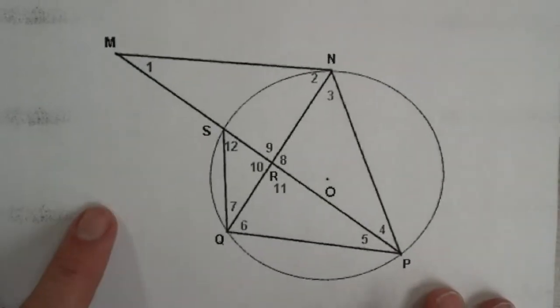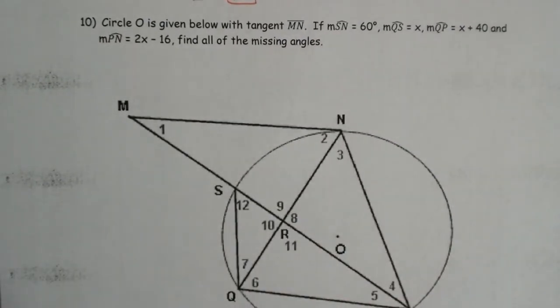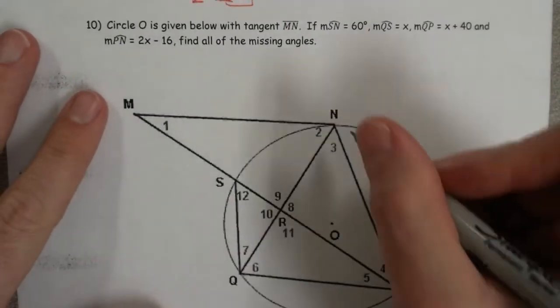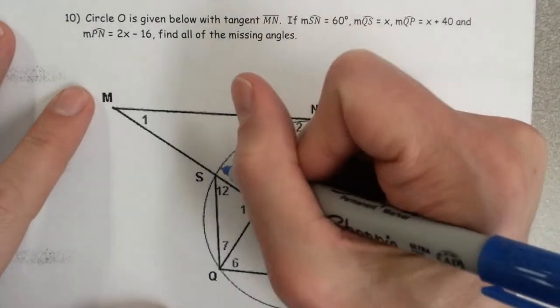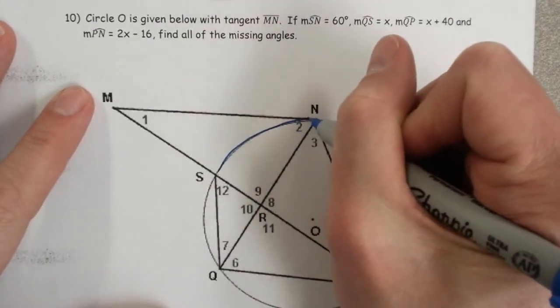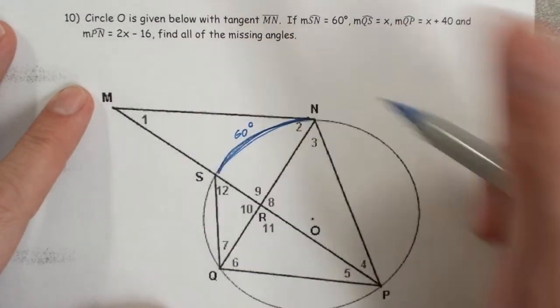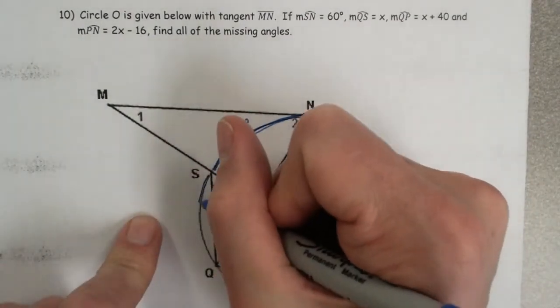All right, on question 10, this is a big one here. So we have a lot of angles to be able to solve. We're going to start with first getting the arcs around the circle. So we have arc SN is 60 degrees. We have arc QS, that's going to be X.